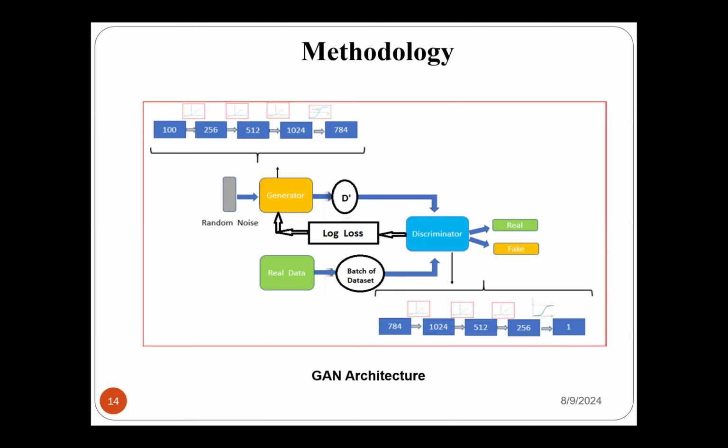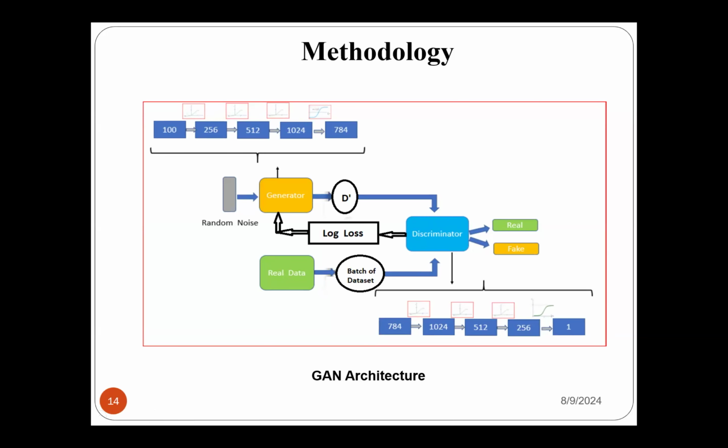So that is how the generator and discriminator work. The discriminator takes the real data, the real samples. We send each batch of data, each having some 32 images, to the discriminator. The role of the discriminator is to maximize the log loss and identify the real and fake images.